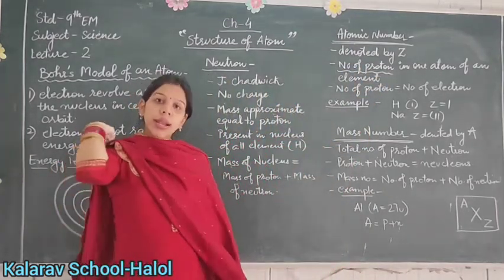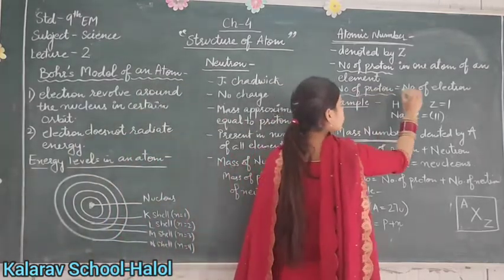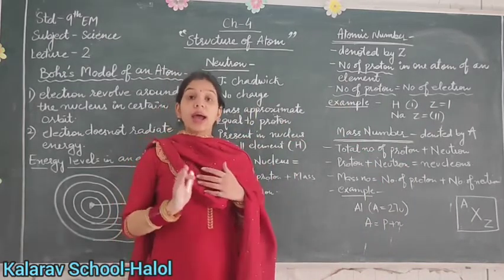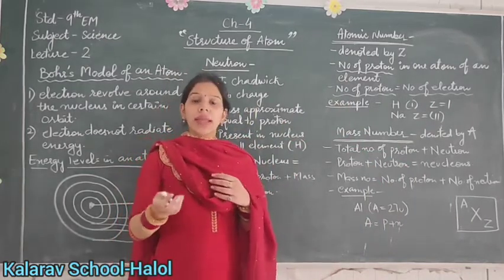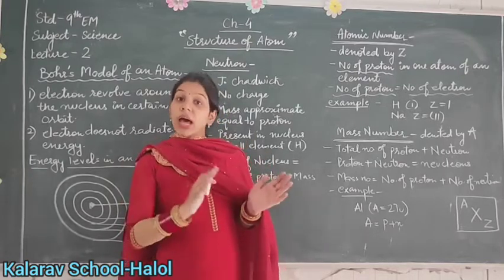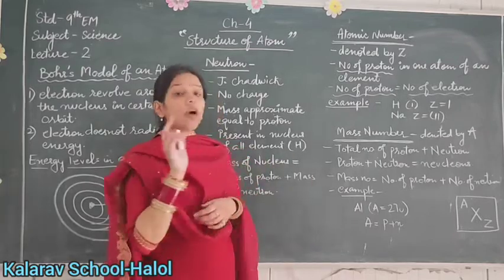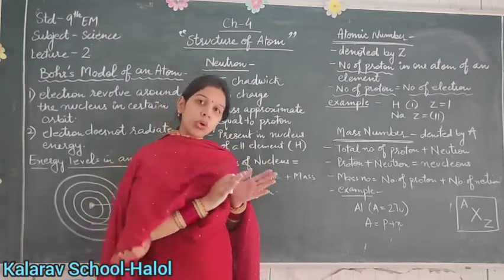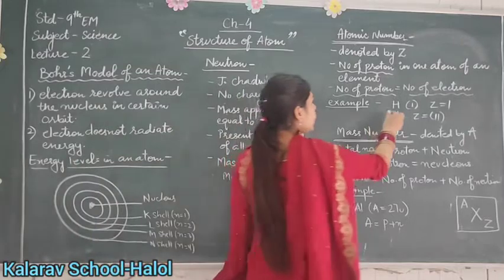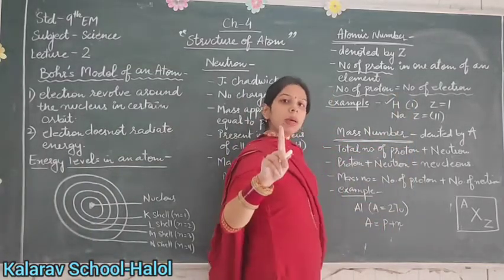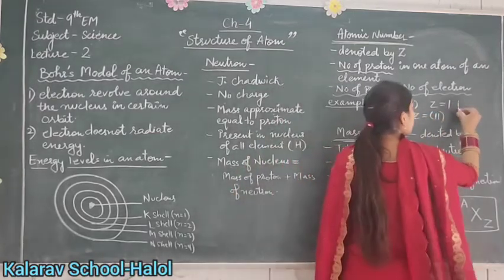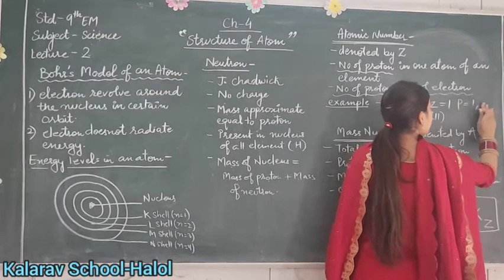For neutral atoms, the number of protons is equal to the number of electrons. But if the atom is not neutral, that is, the atom is an ion, a cation or anion, the number of protons and electrons are not the same. So for a neutral atom, the number of protons equals the number of electrons. For example, hydrogen has atomic number 1, which means it has 1 proton and 1 electron.